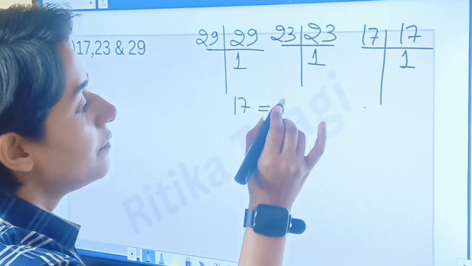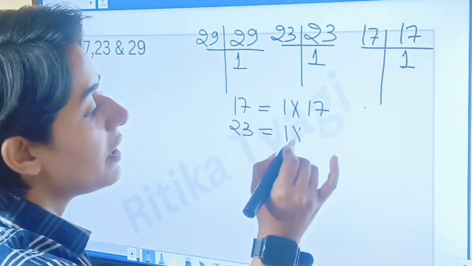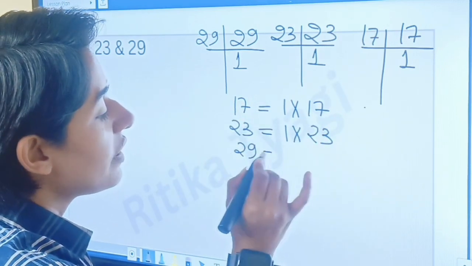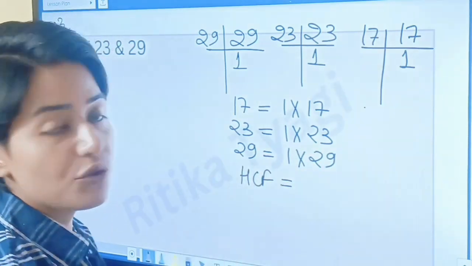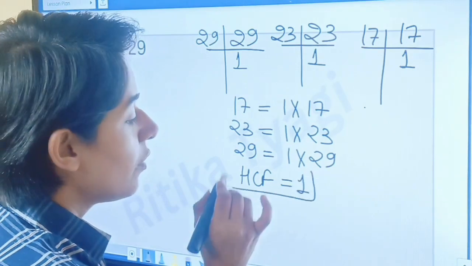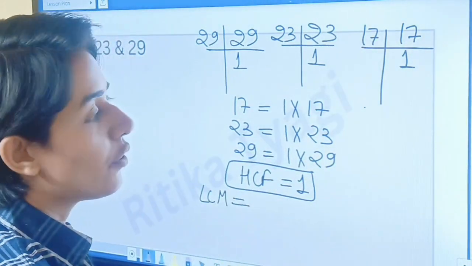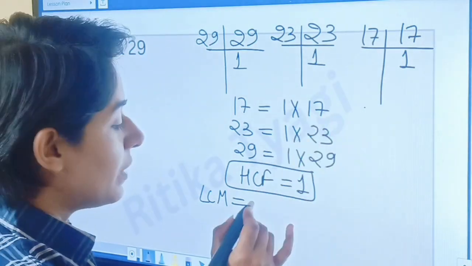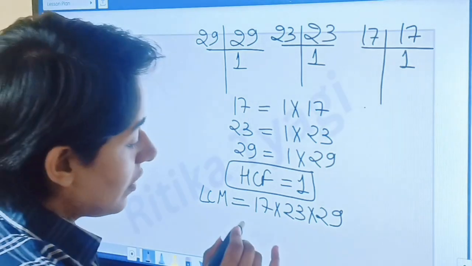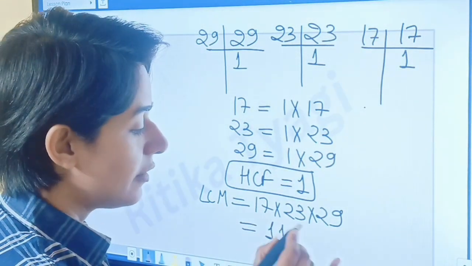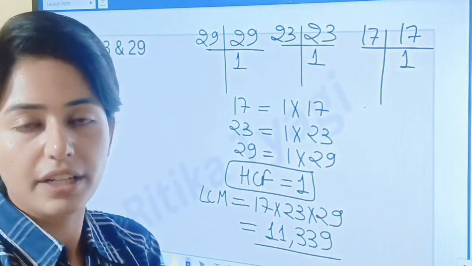Factors for 17 are 1 multiply 17. Factors for 23 are 1 multiply 23. Factors for 29, 1 multiply 29. The SCF of 17, 23 and 29 is 1 because 1 is the only common factor. Now we have to find the LCM. So for finding the LCM, we have to multiply 17, 23 and 29 and we get 11,339, the LCM for 17, 23 and 29.